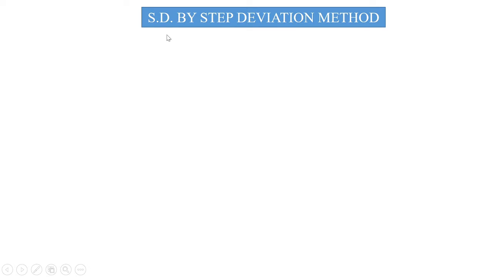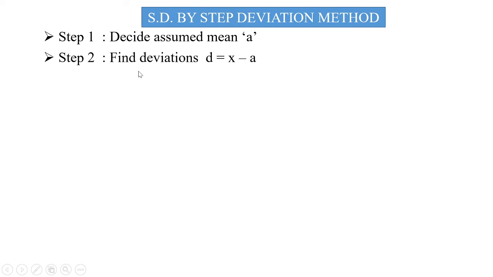In this lecture, we have learned standard deviation by step deviation method, and we see some steps to find standard deviation by step deviation method. Step number 1, decide the assumed mean, that is A. Step number 2, find deviation, d is equal to x minus A. Step number 3, find step deviation, that is d dash is equal to d by h.